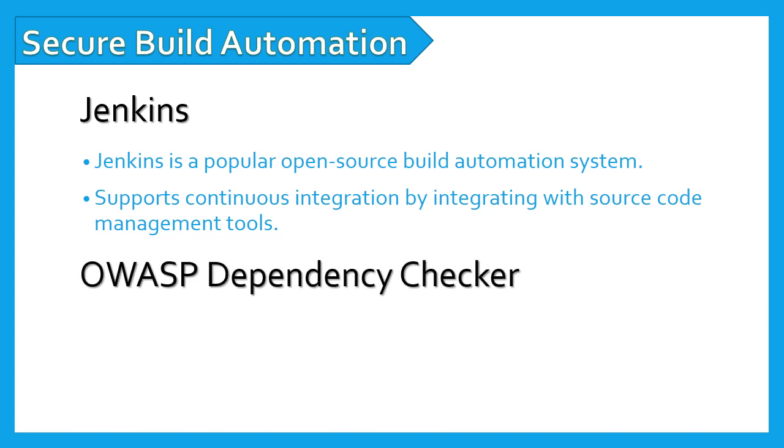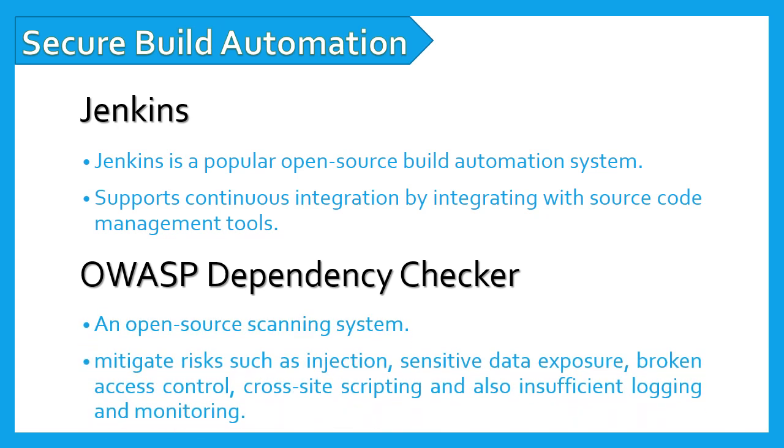OWASP Dependency Checker. OWASP Dependency Checker is an open source scanning system. Dependency check can be run from the command line or through an automated build program such as Jenkins. Dependency check maintains the downloaded CVE database. Dependency check provides human-readable and machine-readable reports.